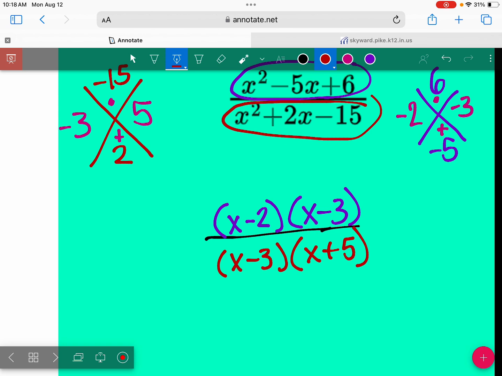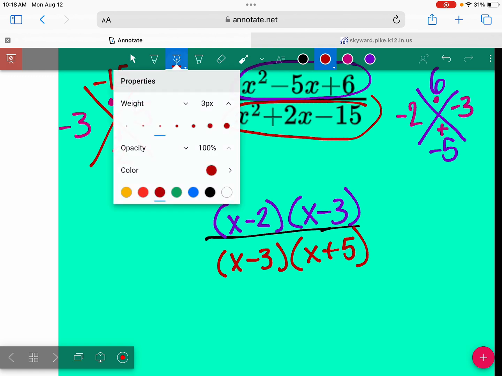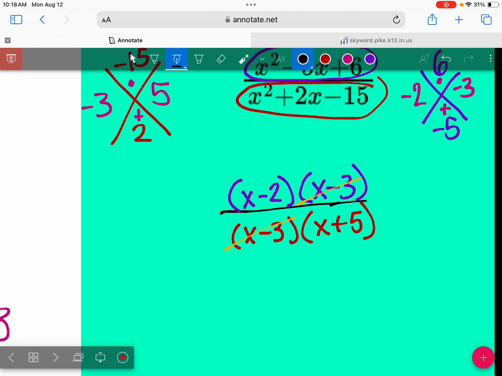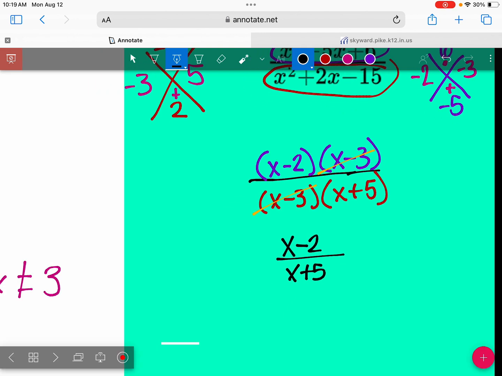I'm not done yet. Because what do we notice now? x minus 3, x minus 3. The x minus 3's match. So what can we do with them? Cancel them out. So we're left with x minus 2 over x plus 5. Does that simplify any further? No. So, questions on the simplifying part? Because next we're going to talk domain restriction. Trying to make it so that that doesn't bite us in the butt later on.